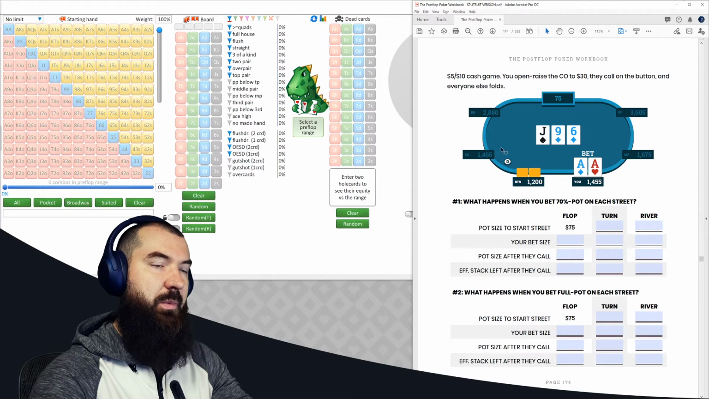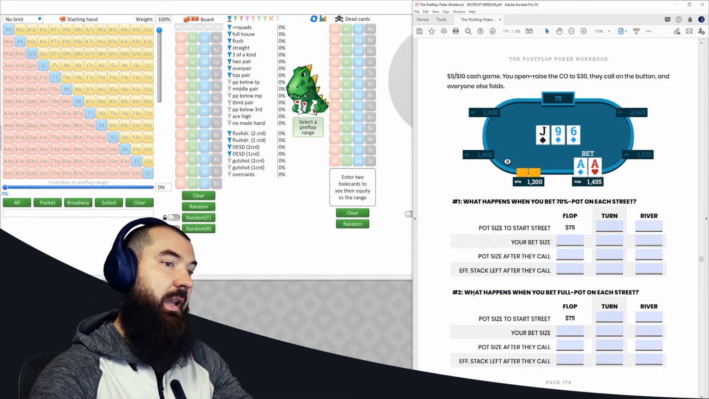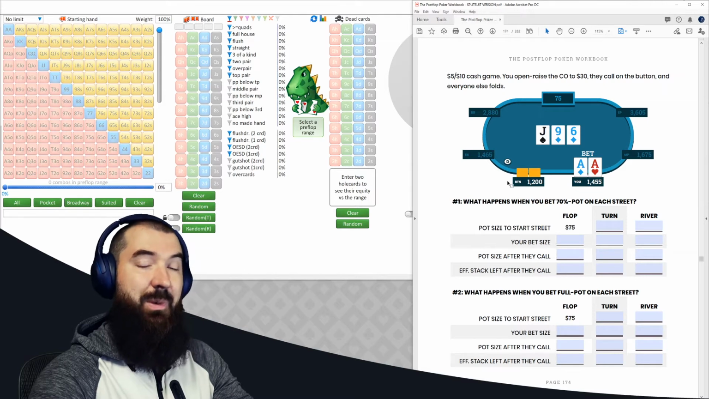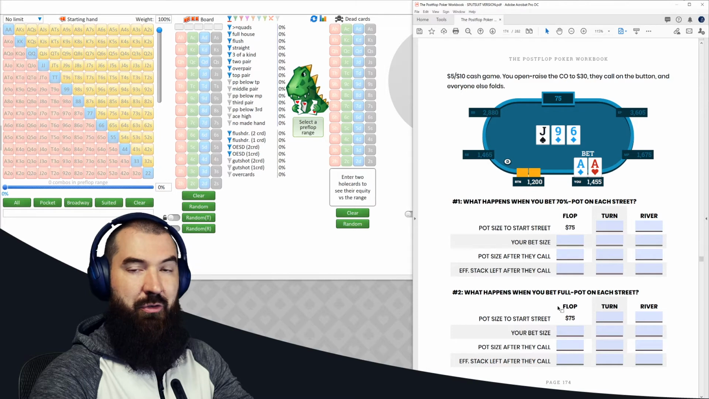So here's the situation. Every single page in this section of the workbook is going to be split into two. The first question is, what happens when you implement one bet sizing strategy? And number two is same situation, but different bet sizing strategy. That way you can compare how slightly different bet sizing strategies, or sometimes very different bet sizing strategies, can influence things like your bet sizes on each street or the final pot size. This can be very, very helpful.